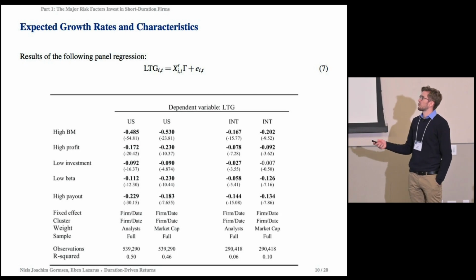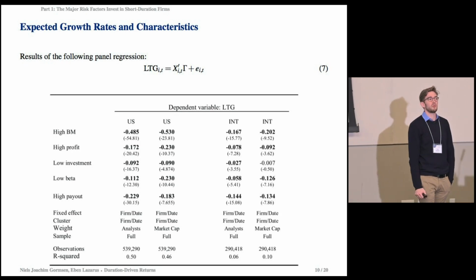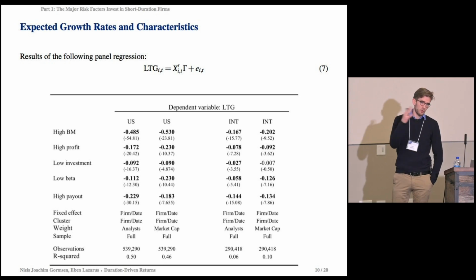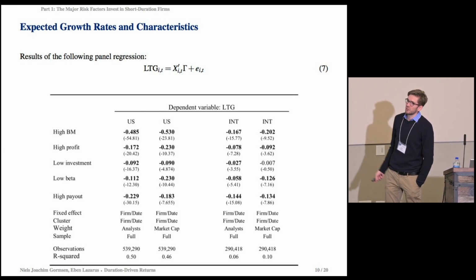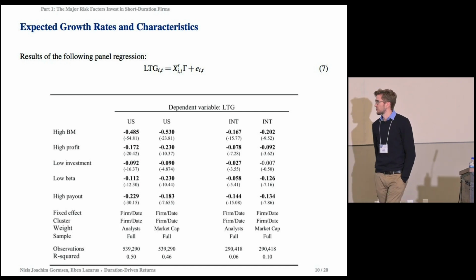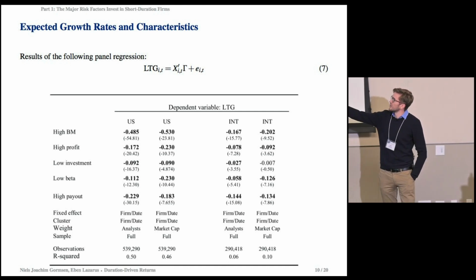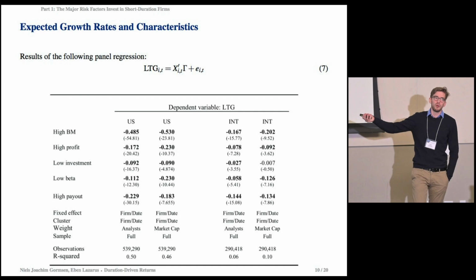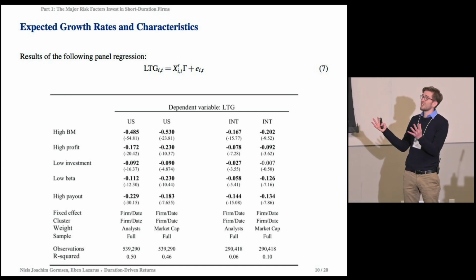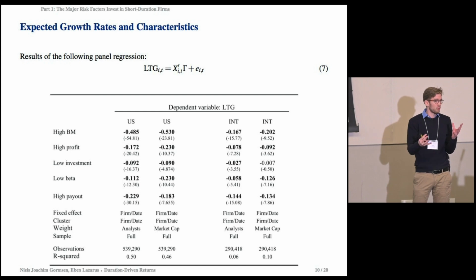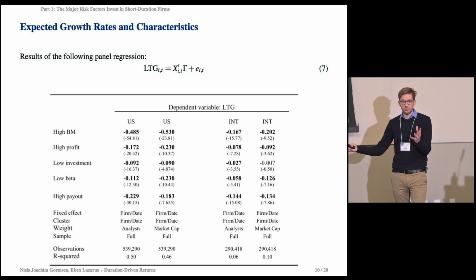Now we do this exercise also internationally, so we take the full MSCI World Developed Index, throw out the US, and look at how long-term growth rates relate to ex-ante characteristics, including country fixed effects. And again, we find the same result. The economic and statistical significance is slightly lower. We conjecture that's because the data is not as good internationally, but we find the same finding qualitatively, that these long-term growth rates are negatively correlated with all of these characteristics.